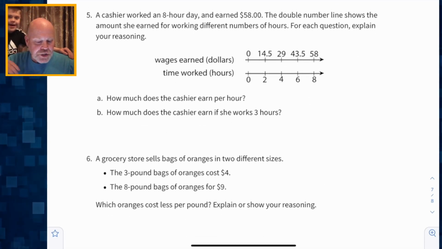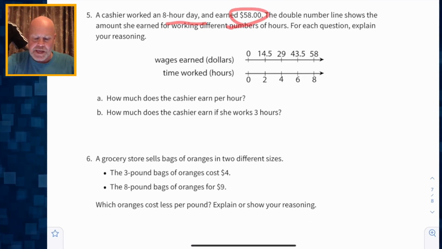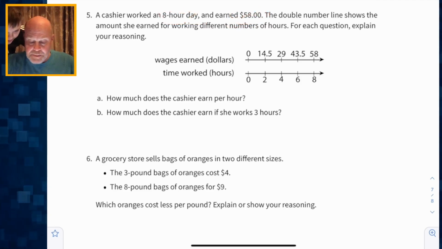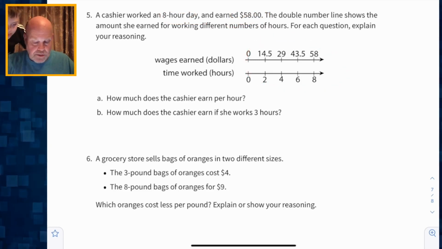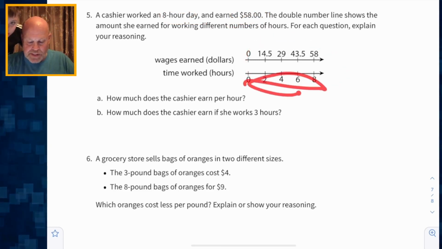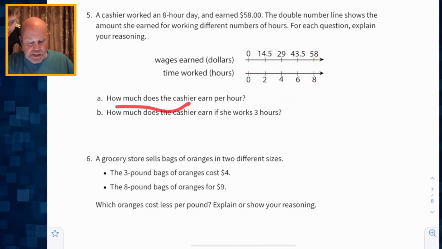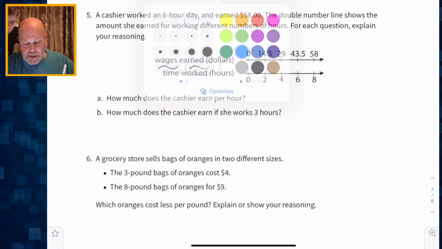All right. A cashier worked an 8-hour day and earned $58. The double number line down here shows the amount she earns for working all these different hours. So if she works these hours, this is how much she gets paid. How much does the cashier earn per hour, as in 1 hour? Where does that 1 hour live?